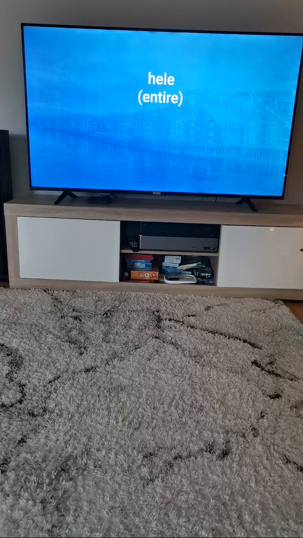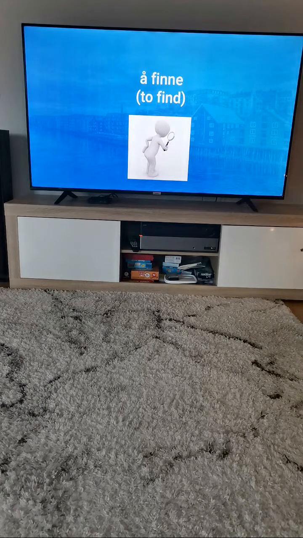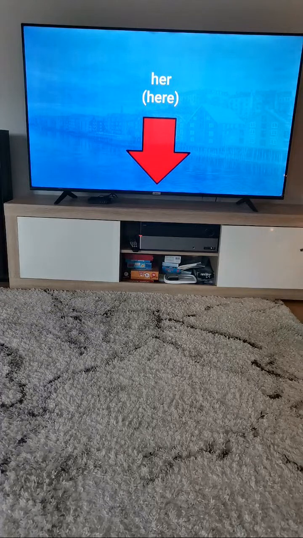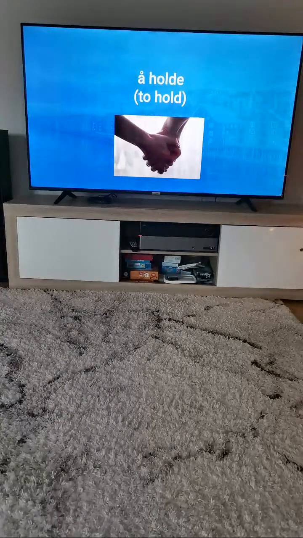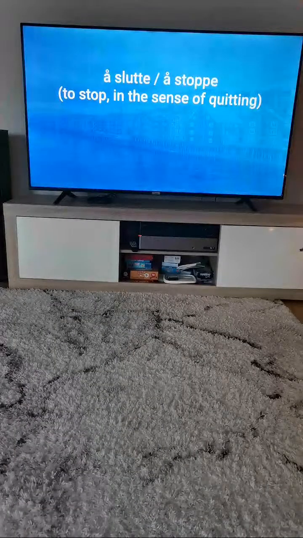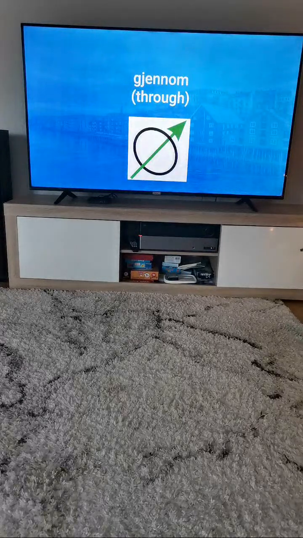Hele. To find is å finne. Å finne. Here is her. Her. To hold something is å holde. Å holde. To stop is å slutte. Å slutte. We also do have å stoppe. Å stoppe. Through is gjennom. Gjennom.